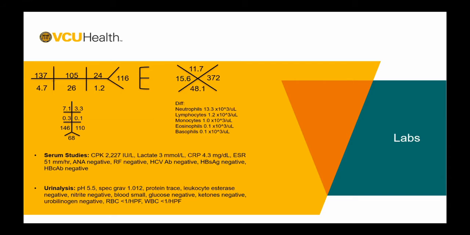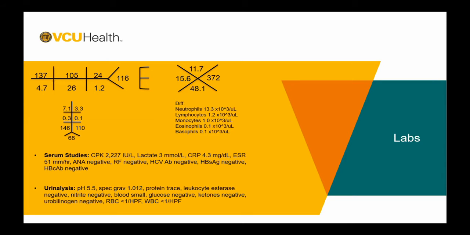Her CBC showed a leukocytosis at 15.6, a hemoglobin of 11.7, platelets of 372, and a hematocrit of 48.1, with a differential with a neutrophilic predominance of 13.3. Her hepatic panel showed a total protein of 7.1, an albumin of 3.3, a total bilirubin of 0.3 with a conjugated bilirubin of 0.1. Her AST was 146 and ALT was 110, and alk phos was 68.